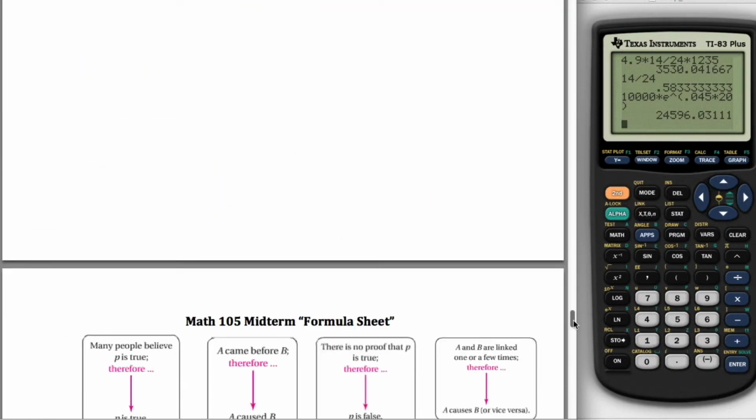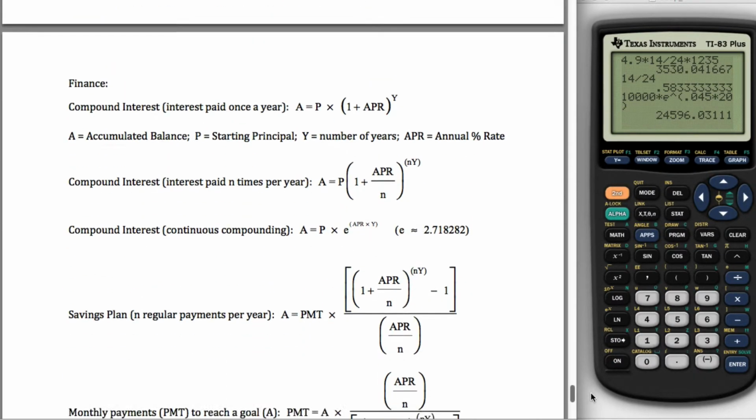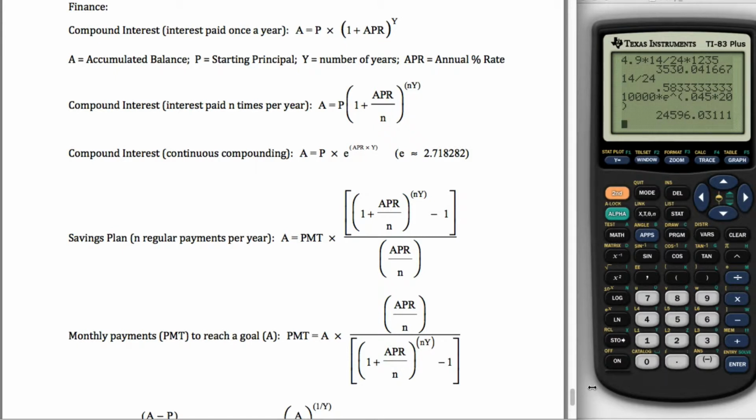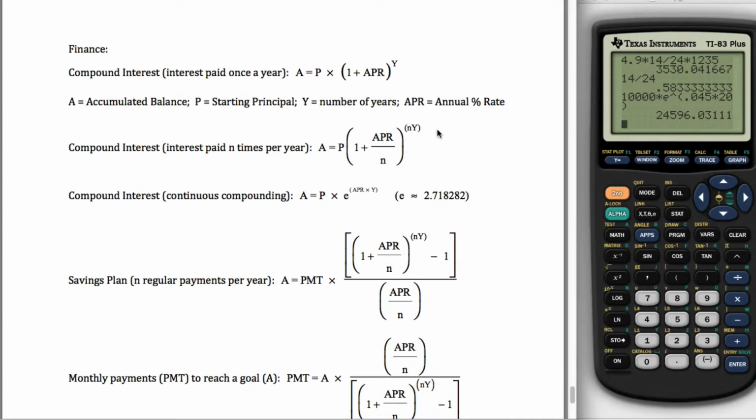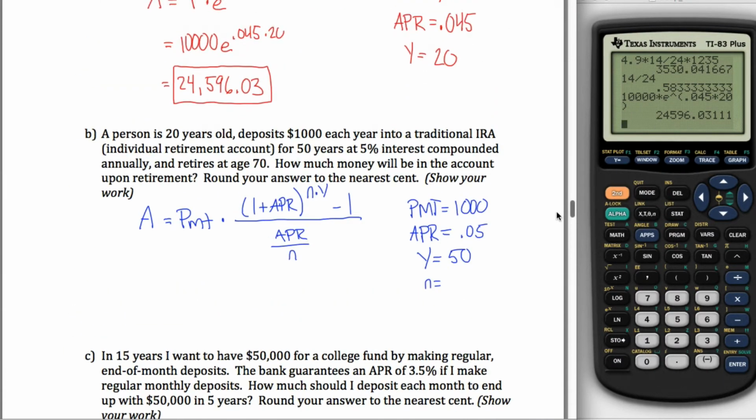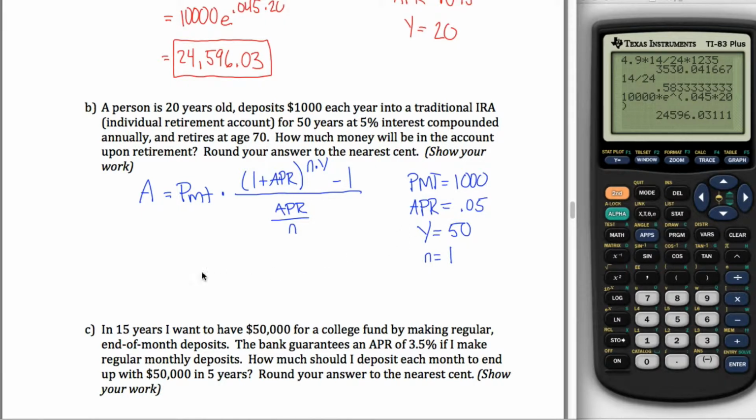If you go back down to that formula sheet, it tells you what N is equal to, somewhere around here. Here it is, N is regular payments per year. So we're making 1 regular payment per year because we're putting this money in once a year. So N would be equal to 1. So we'll go back up here to the problem. N equals 1. Plug in all these numbers.